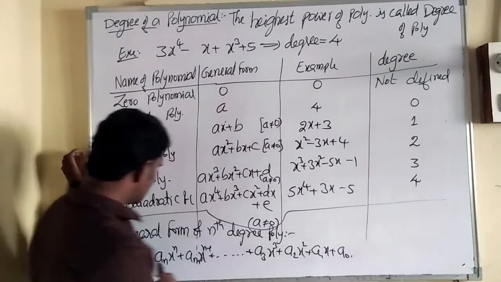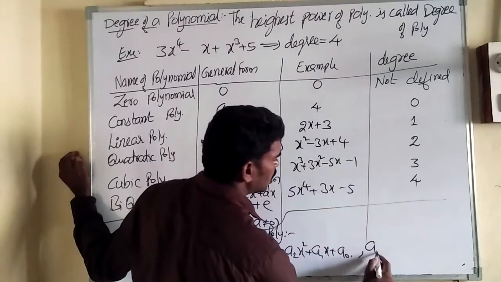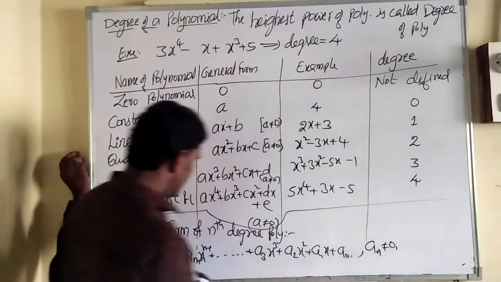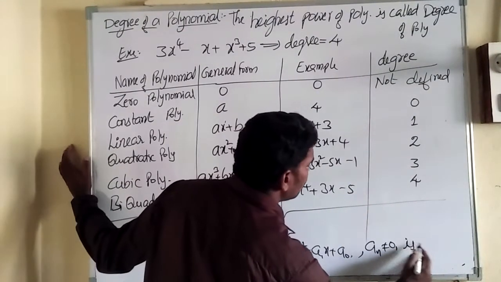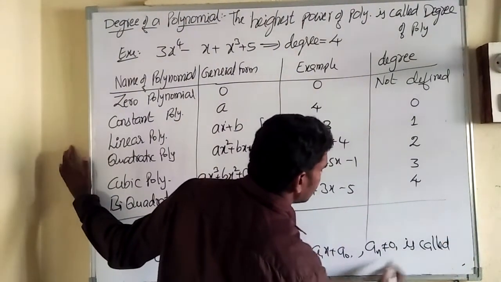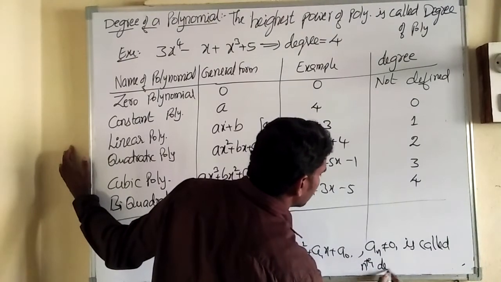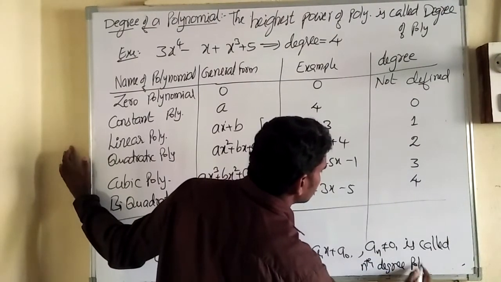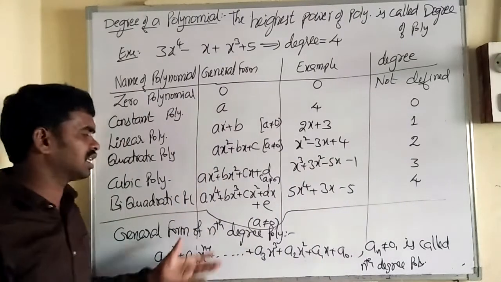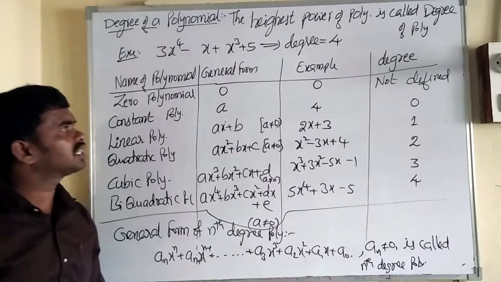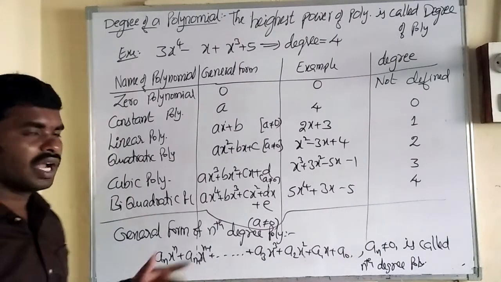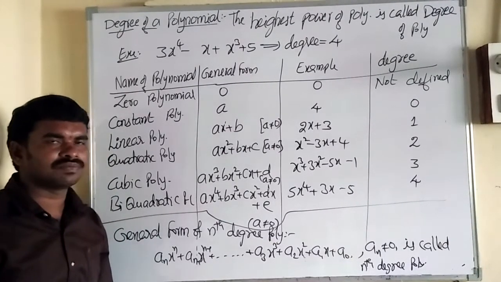What is an? An must be not equal to 0. So it is called nth degree polynomial. That's it. What is the general form of a polynomial of nth degree? It's nothing very important. We just know it and try it. Next, let us see.